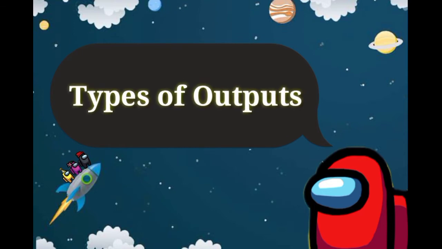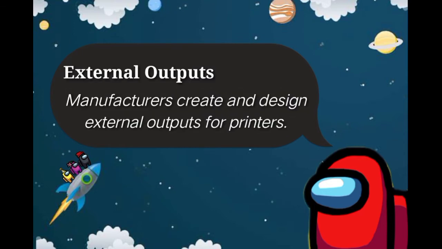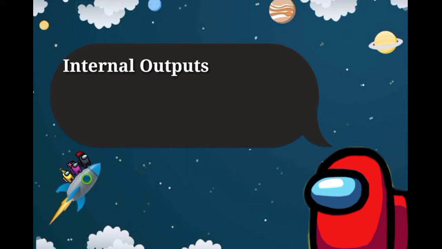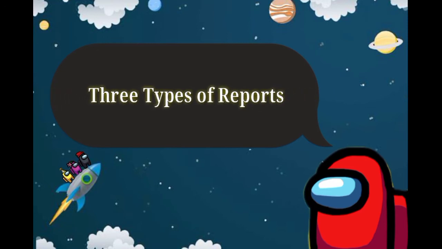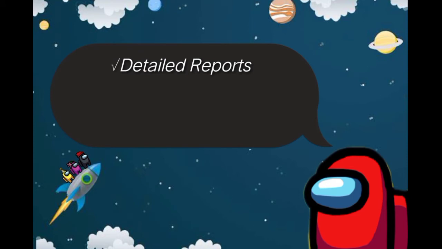Types of outputs. External outputs. Manufacturers create and design external outputs for printers. External outputs enable the system to leave the trigger action on the part of the recipients or confirm action to the recipients. Internal outputs are present inside the system and used by the end users and managers. They support the management in decision making and reporting. There are three types of reports produced by the management information system: detailed reports, summary reports, exceptional reports.